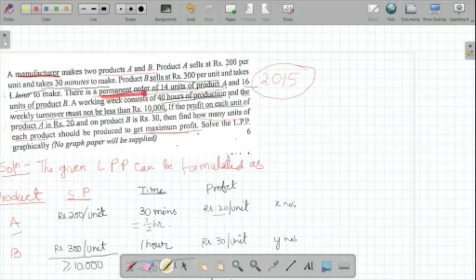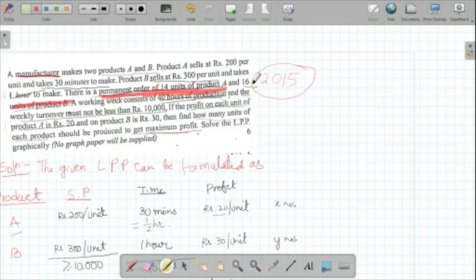Permanent order of 14 units of product A. There should be a permanent order, means at least 14 units of product A, it should be ordered. And for B, how much unit here?